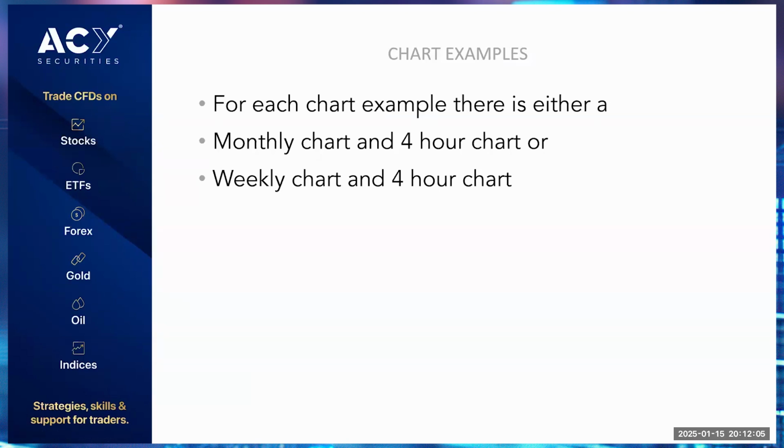So for each chart example, there is either a monthly chart and a 4-hour chart, or a weekly chart and a 4-hour chart. If I'm using the range of the monthly candle, I'm showing you a monthly chart first of all to show you what it looks like, and then I'm dropping to the 4-hour chart to show you the range, having the fib drawn across the 4-hour chart, and then we can see what happens. Same deal on the weekly chart. There's a weekly chart and a 4-hour chart.